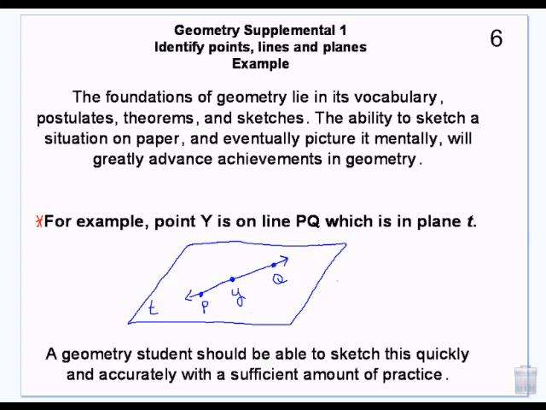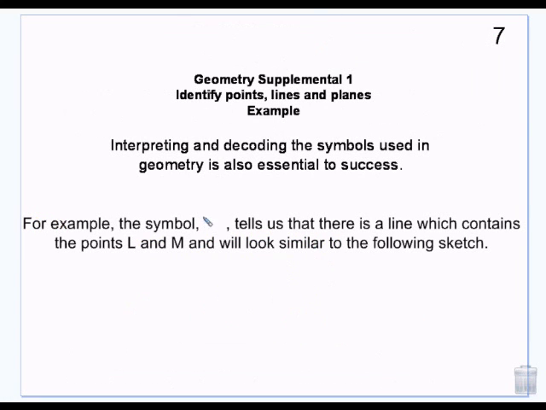If I write LM with a line over it, that is saying that there's a line LM, and it'll look like maybe that. Or it could also look like that, because it doesn't matter with a line what order they go in. Or it could be pointing straight up and down, or off at an angle or whatever. It doesn't really matter.